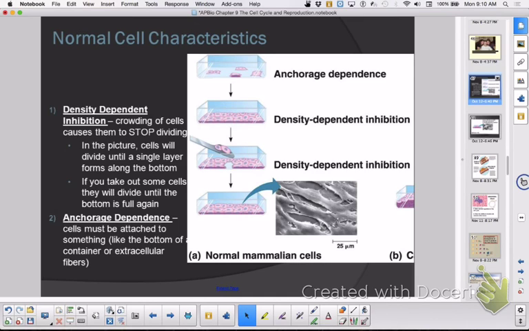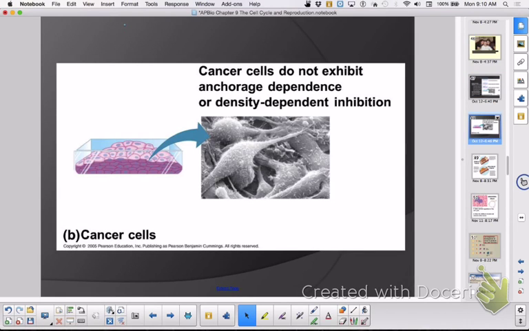In this case, they're removing a few cells, and then that gap is filled in. They don't do more than that, okay? They're just filling that spot. And if you look at a cancerous cell, then they're continuing to divide and continuing to divide even though they've covered that layer.